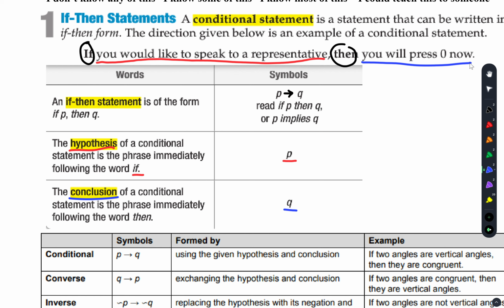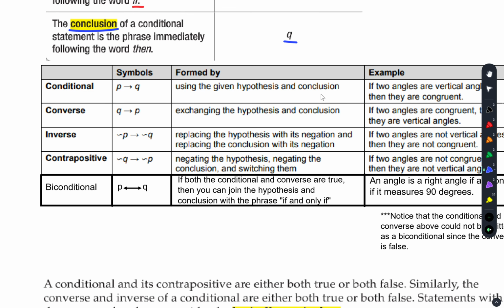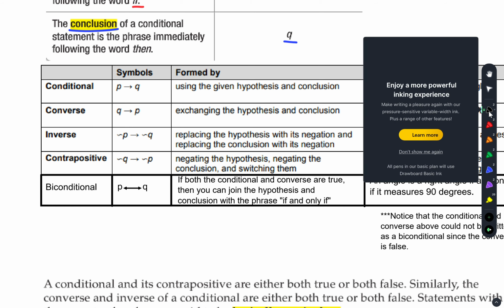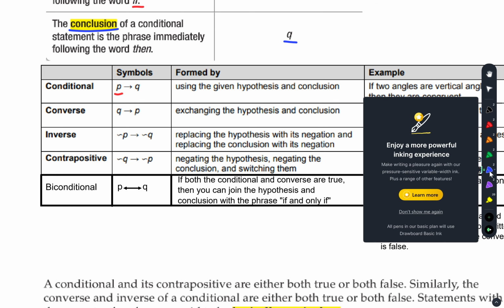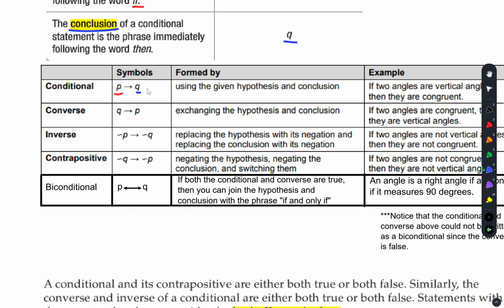Questions on that? Okay, so basically what we're going to be doing is taking sentences and writing them in this form. If something, then something else. We call that literally just the conditional. The conditional is the original form. And again, the order is P implies Q, or hypothesis implies conclusion.